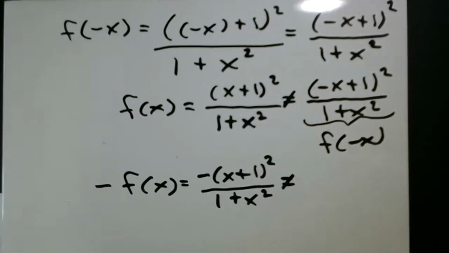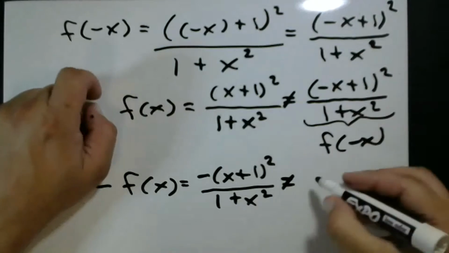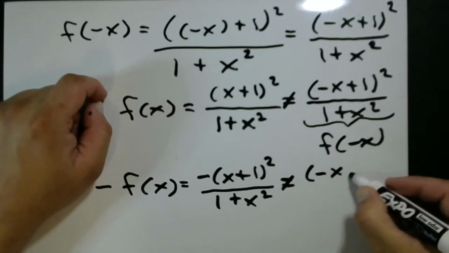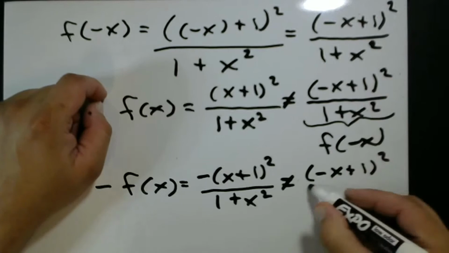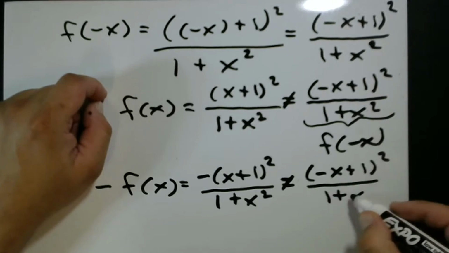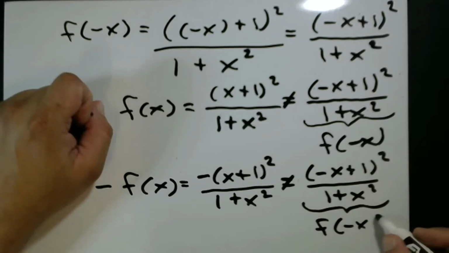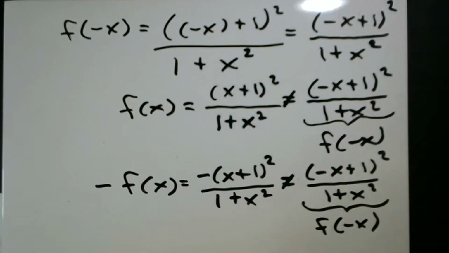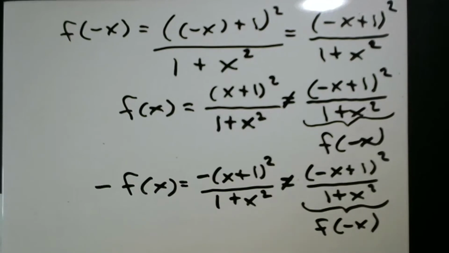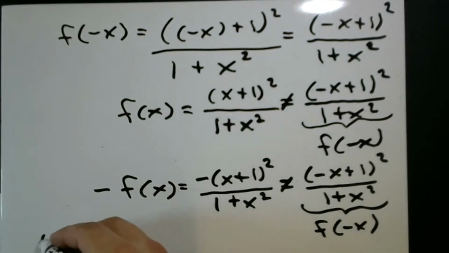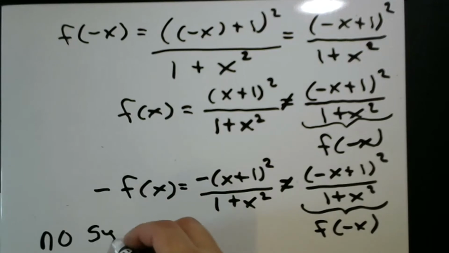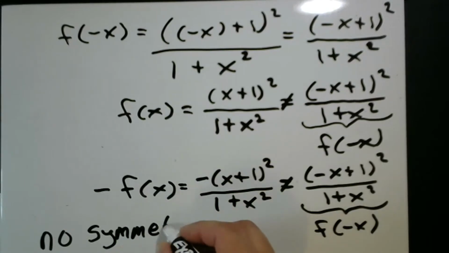But this also is not equal to the f of negative x that we got after simplifying. And again, this is f of negative x. So that means f of negative x does not equal negative f of x. So that means we're not symmetric about the origin. So it turns out this function has no symmetries.